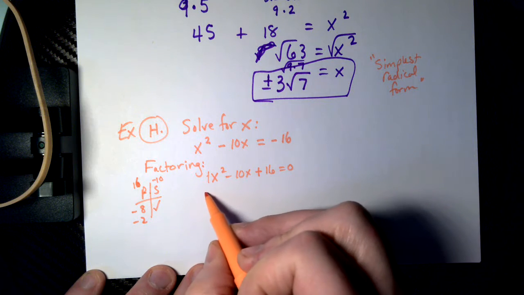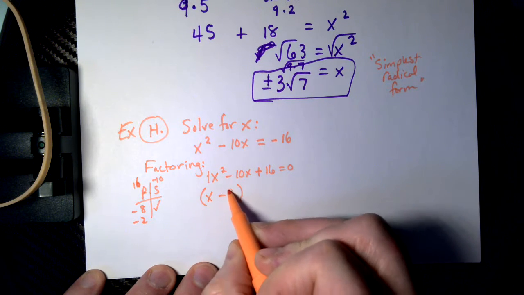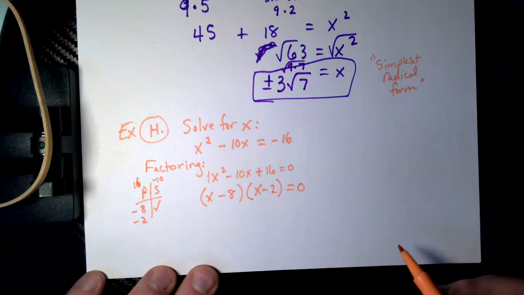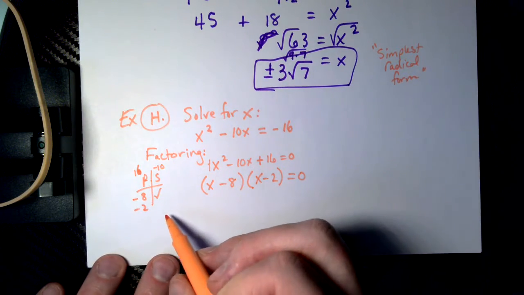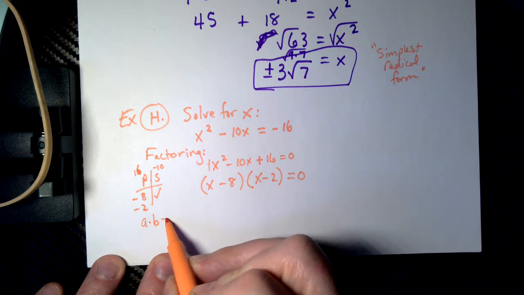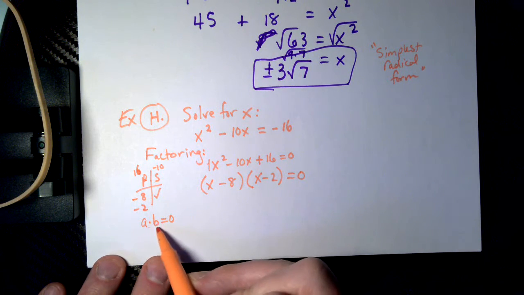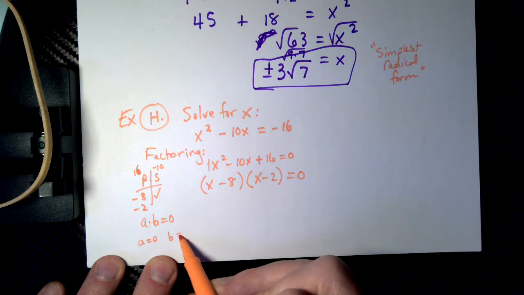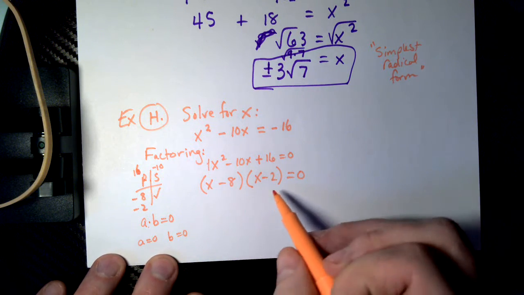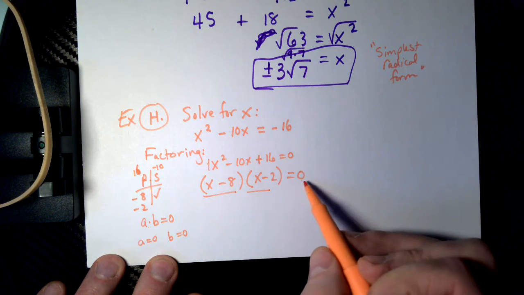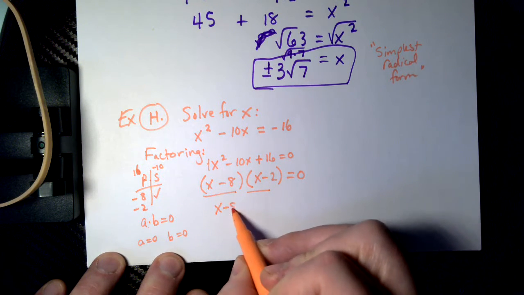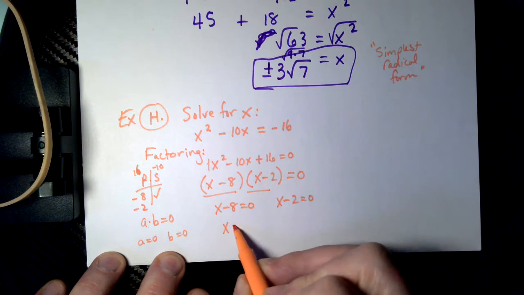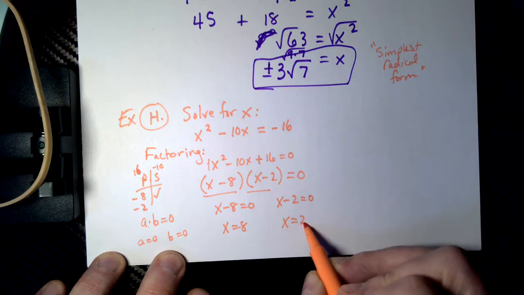That's going to be your two parentheses. X minus 8, x minus 2. Those are your two factors. And then you should have learned a long time ago, Algebra 1, zero product rule. If you have two things multiplied together and equals 0, that means either the first one's 0 or the second one's 0, or maybe both. So if I have two parentheses multiplied together equals 0, either this one equals 0 or the other one equals 0. So x equals 8, x equals 2.